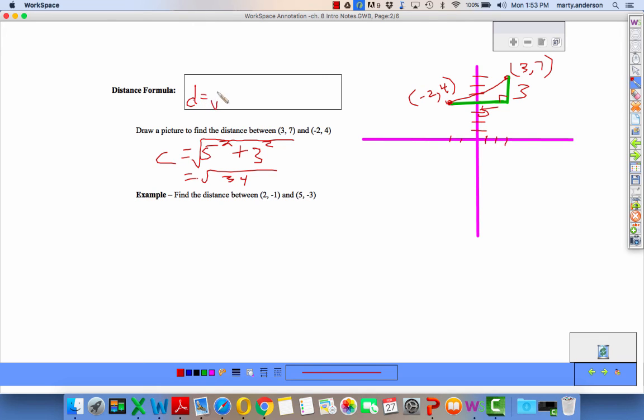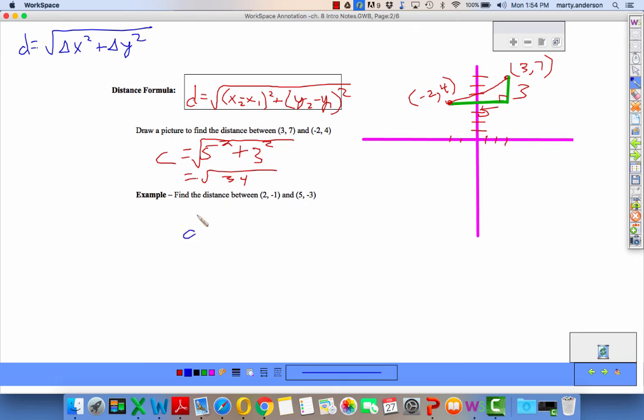It's going to be the square root of the change in x, x2 minus x1 squared, plus y2 minus y1 squared. It's really just the Pythagorean theorem on the coordinate plane. Subtract the x's, subtract the y's. Some people like to write it as the change in x squared plus the change in y squared, and then we get a square root, because you can subtract whichever direction you want.